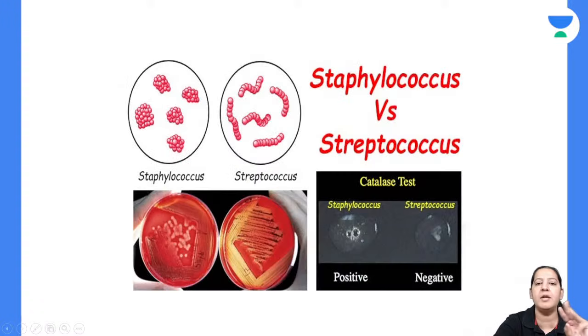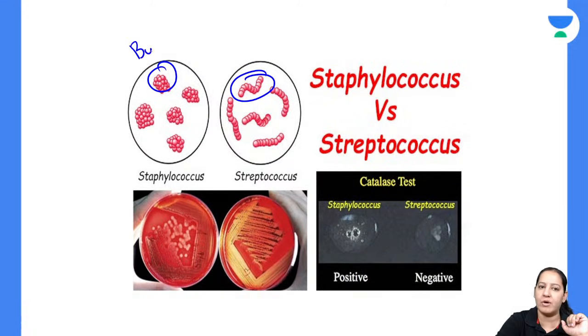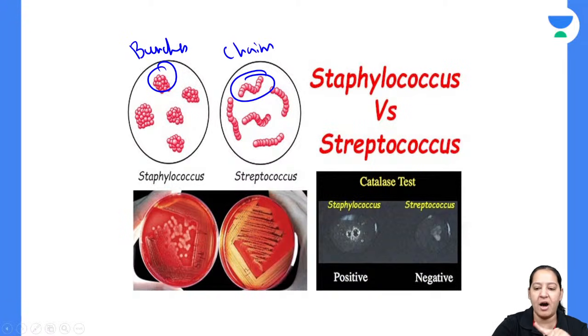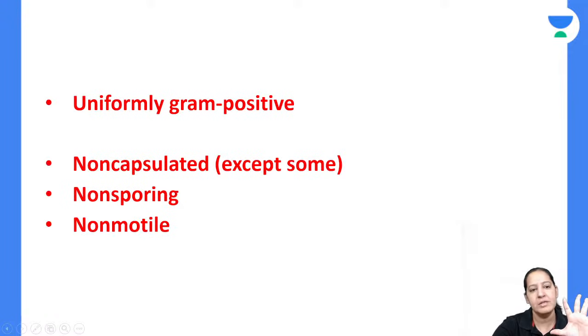So that is morphology. In morphology, you have to tell me three things. You can see here, you can differentiate the bunches from the chains, that is Staphylococcus from Streptococcus. As I have already told you, Staphylococcus occurs in bunches and Streptococcus occurs in chains. Both of them are circular, but you can see the arrangement is different. You got my point?